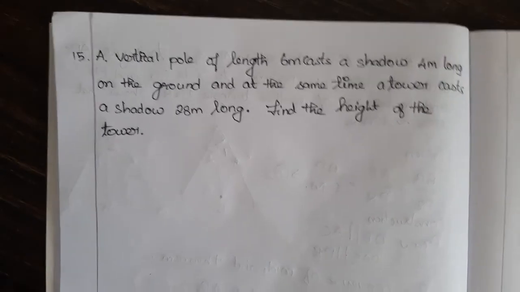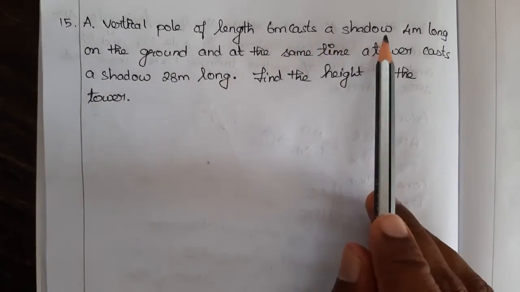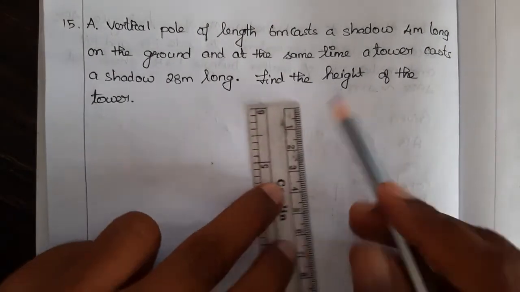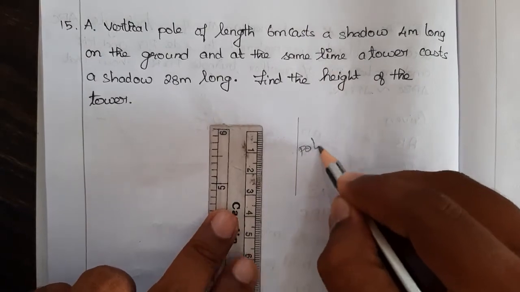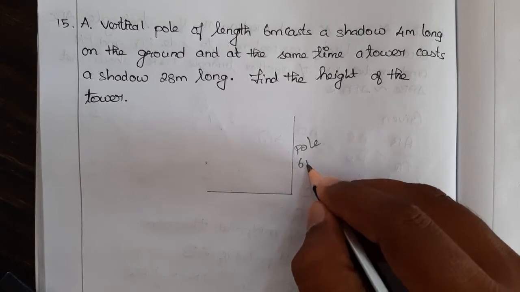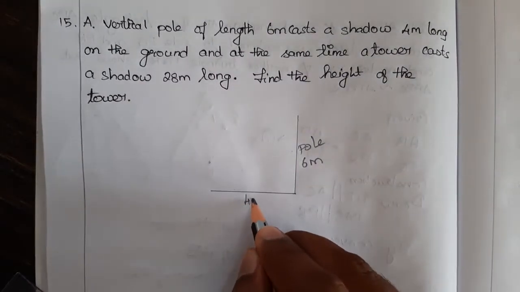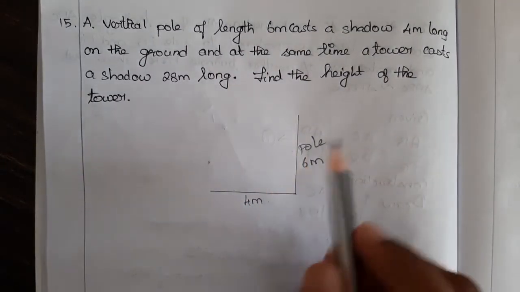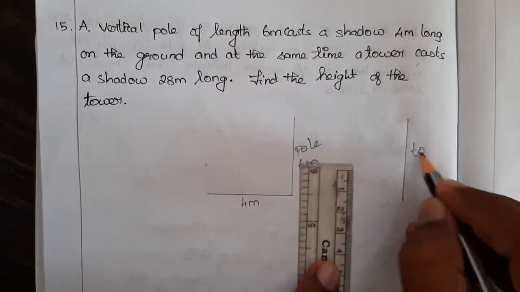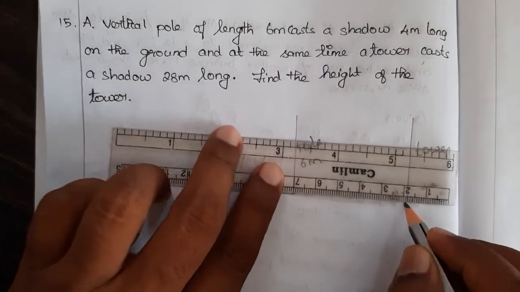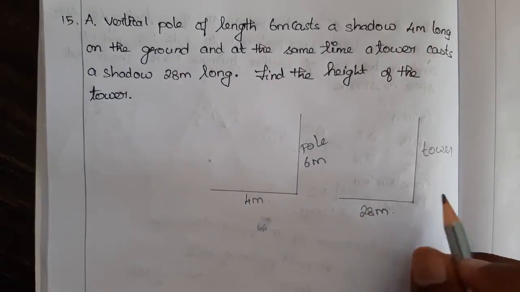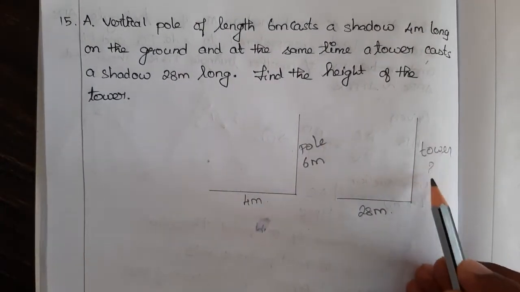So here we go for the next problem. A vertical pole of length 6 meter casts a shadow 4 meter long on the ground. At the same time, there is one more tower which casts a shadow 28 meter long. Find the height of the tower. We have to find this tower height.